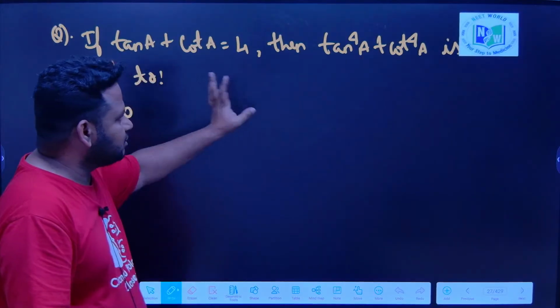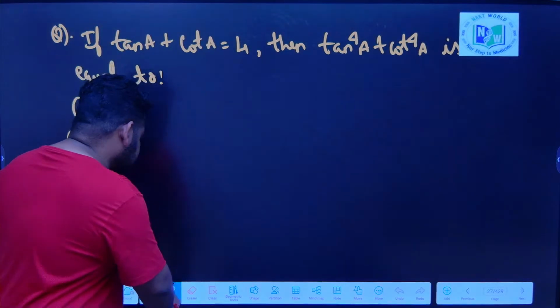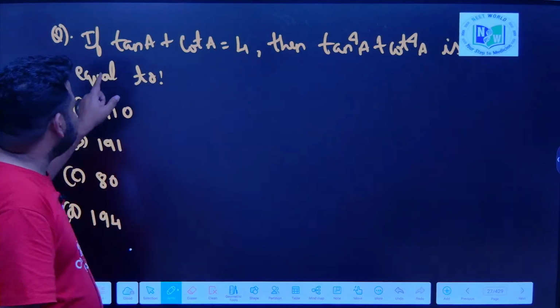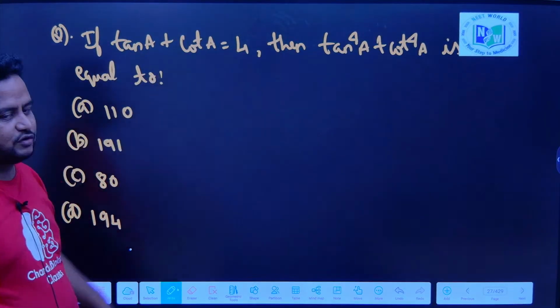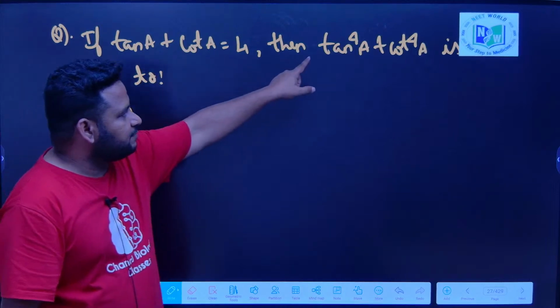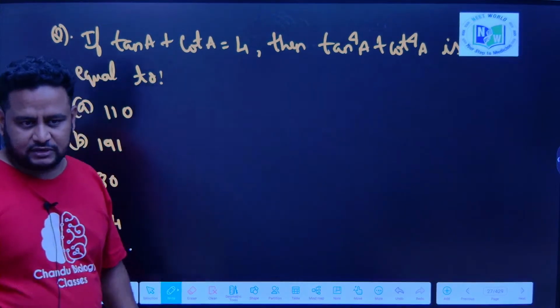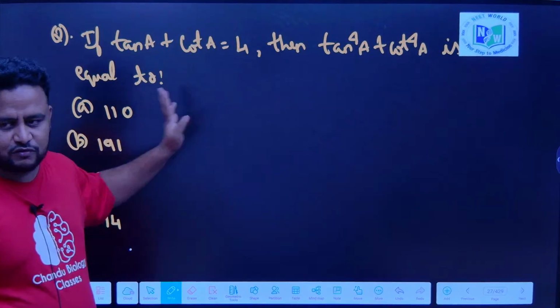Let us see some additional questions. What is the question given here? They have given that if tan A plus cot A is equal to 4, they are asking us to find tan power 4A plus cot power 4A.